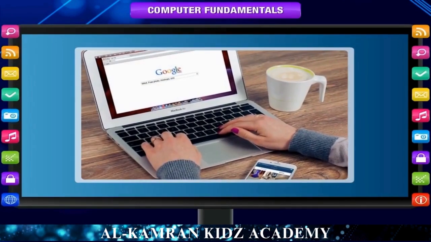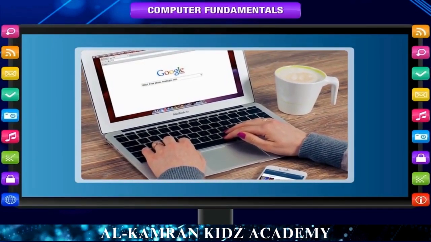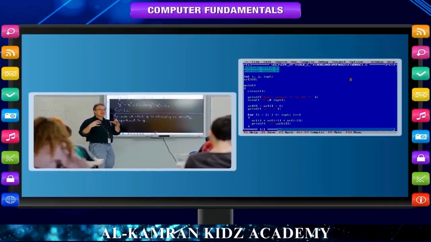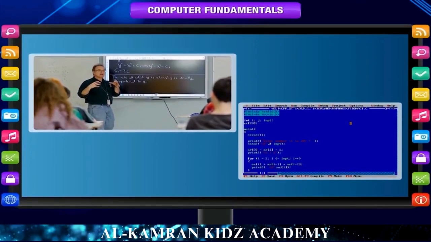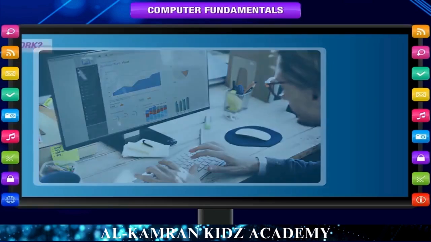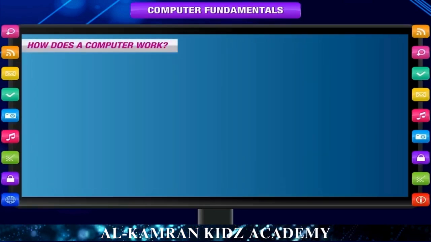A computer is an electronic device which accepts data, performs mathematical and logical operations according to the instructions given to it, and displays the results of these operations. How does a computer work?